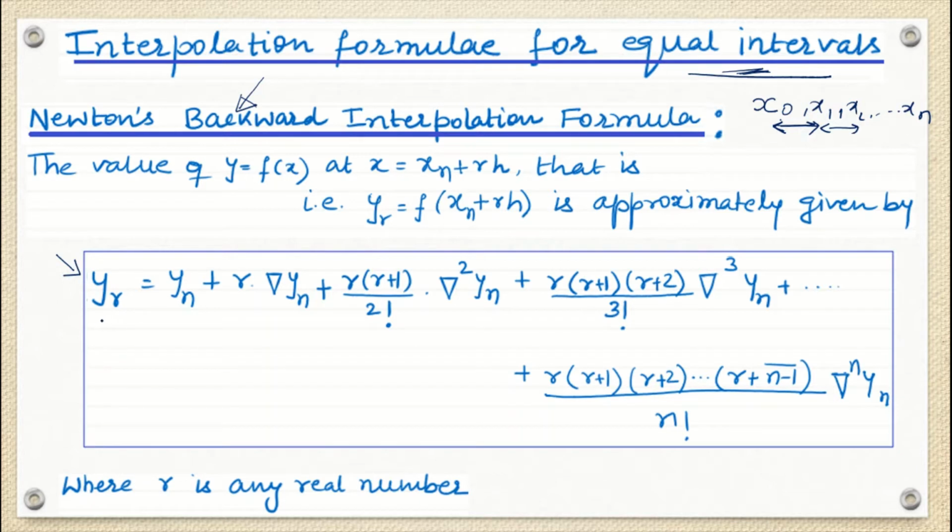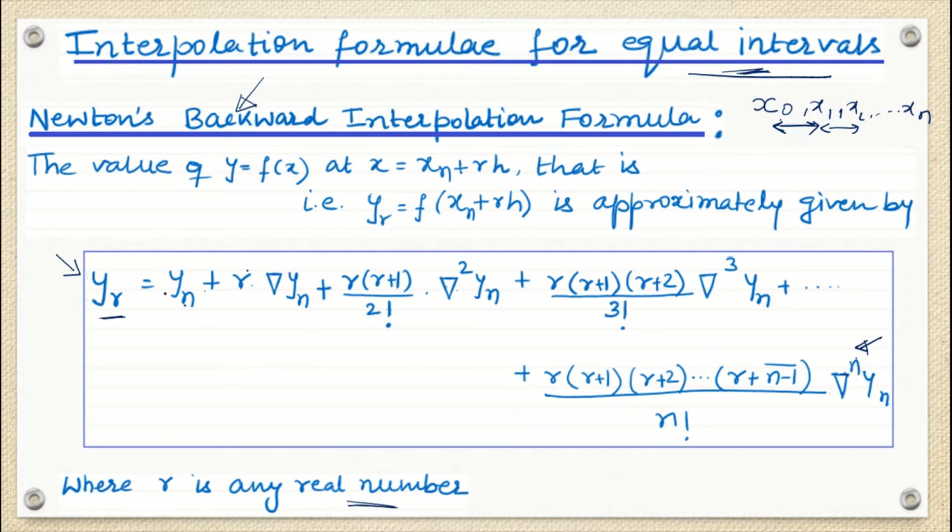Here yr is the value of y at any given point. That point could be any real number, positive, negative, fractional, decimal, anything. In the formula, r represents all those real numbers. So yr is yn plus r into backward difference yn, plus r into r plus 1 by factorial 2 backward difference 2 yn, plus so on, till the last term which ends with backward difference n yn. This n we will be discussing again.